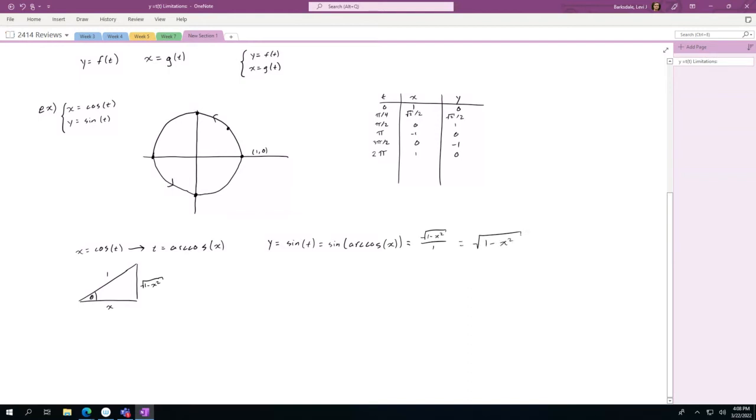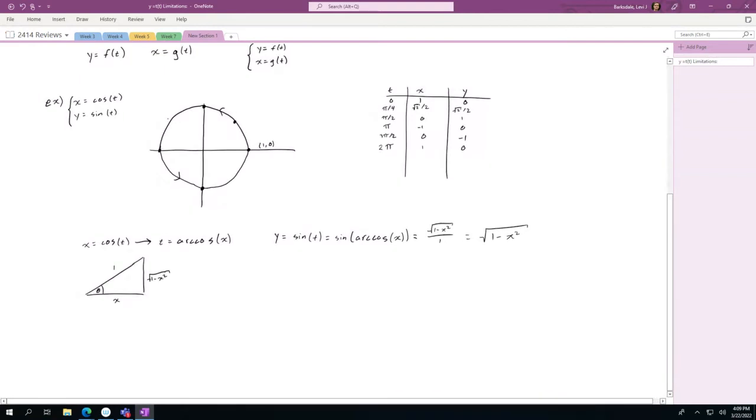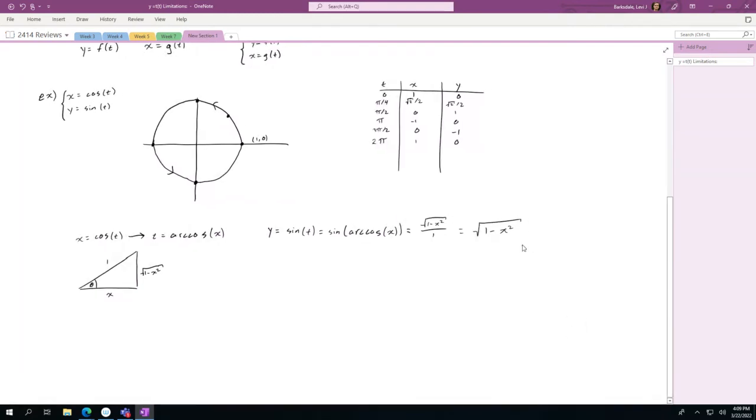Now, one thing to note is that this is not a complete representation of my graph. Here I have a full circle, but here I have my function y as a function of x, which means it should pass the vertical line test. And one other thing to note is because we took this square root, we might be missing some negative portions. And indeed, this is the case. When we graph this out, we actually end up with just the top half of our circle.